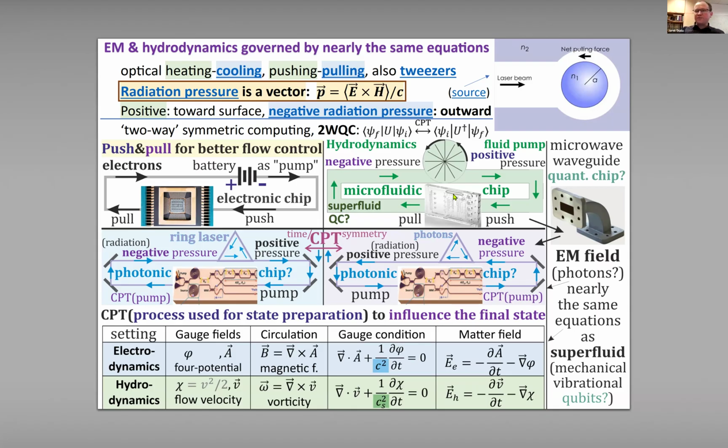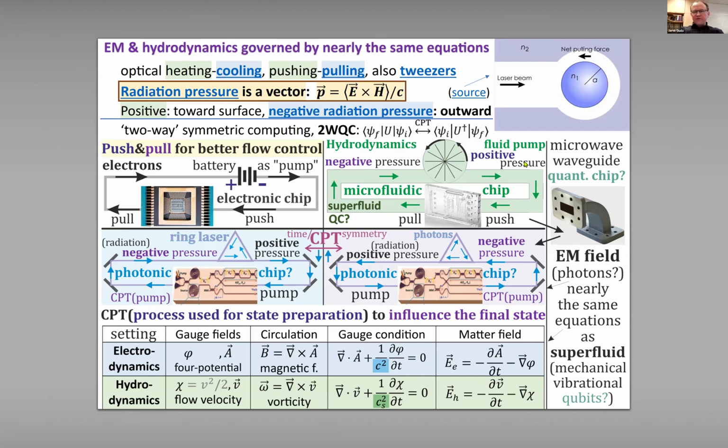Similarly, we can think about a microfluidic situation. We have a pump which pushes fluid with positive pressure into the chip, but also actively pulls with negative pressure from the other direction. So, for example, they are starting to consider superfluid quantum computers. Having them just connected with a pump into a loop like here, you will get a two-way quantum computer.